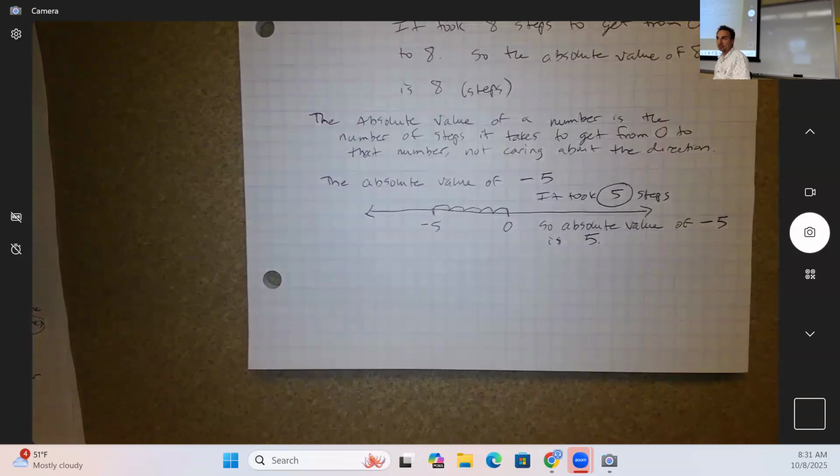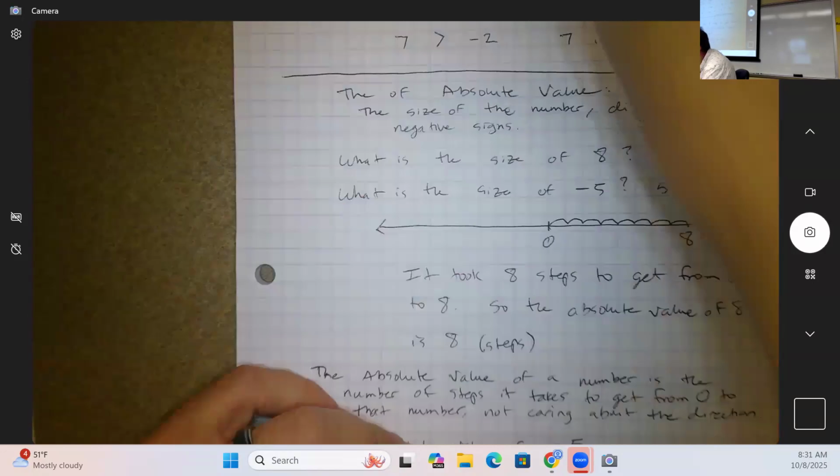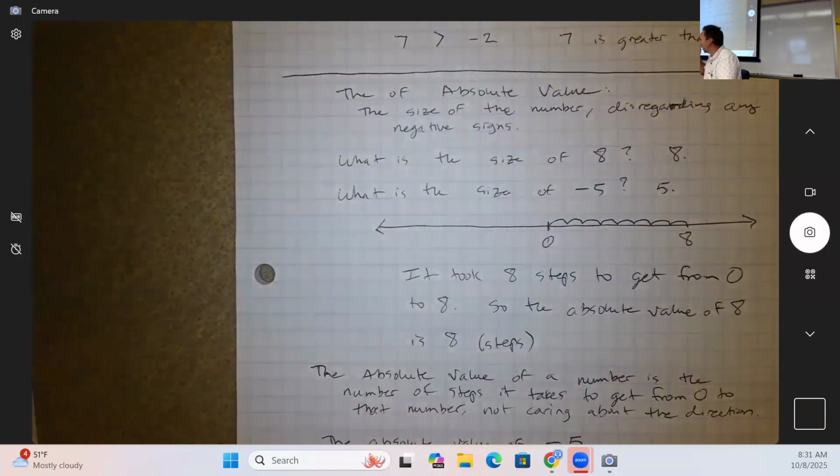They're not negative cows. If we think about speed, whether I'm running to my right or running to my left, I'm still running at a positive speed. I'm not running at a negative speed.